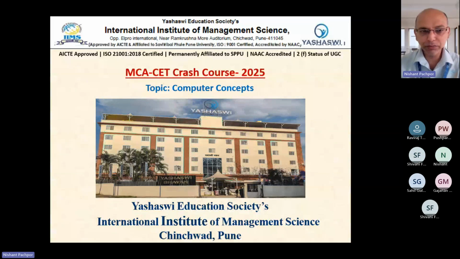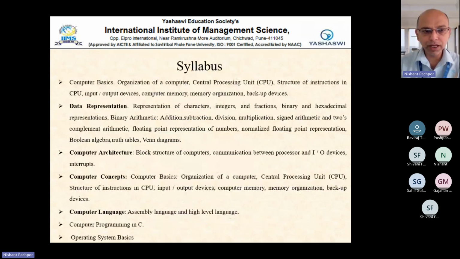What is the syllabus of computer concepts? Because there are some marks on computer programming as well as fundamentals of computer also. So this is the syllabus for the computer concepts.